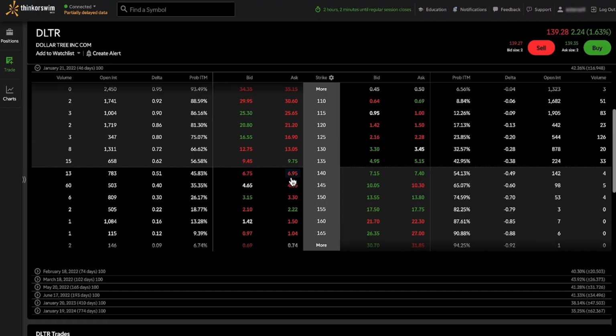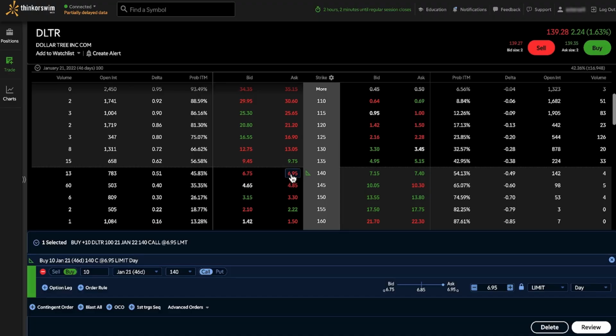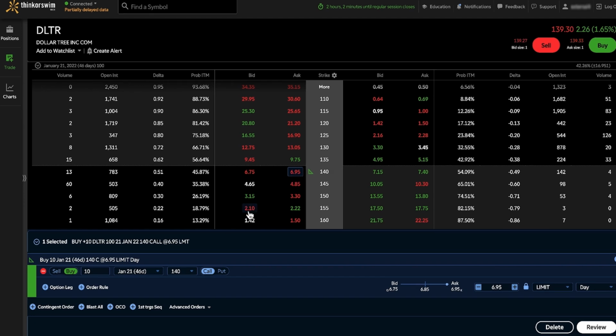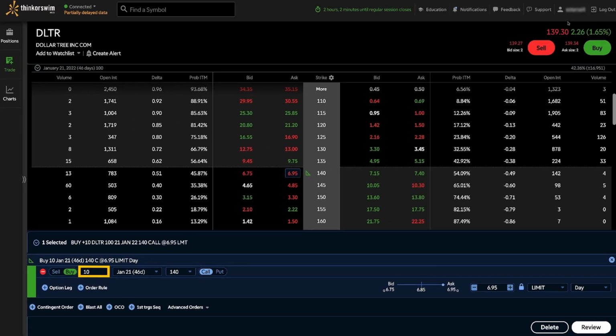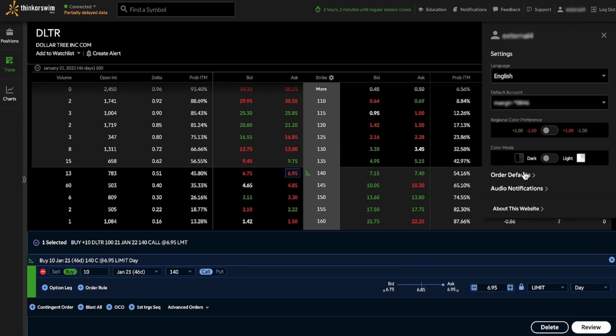So now that we've selected a contract, we're ready to actually buy the call. To do that, I'll click the ask price, which brings up the order ticket at the bottom of the window. Let's walk through it. So you can see it says I'm buying the January 21st 140 call. By default, it's showing 10 contracts, a default you can customize up here in the Order Defaults menu.